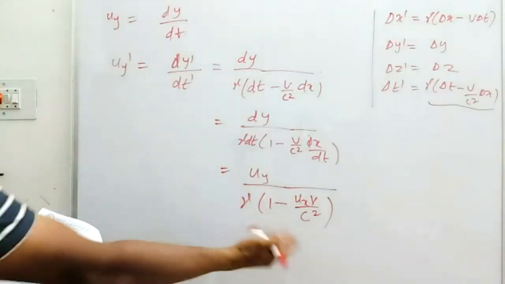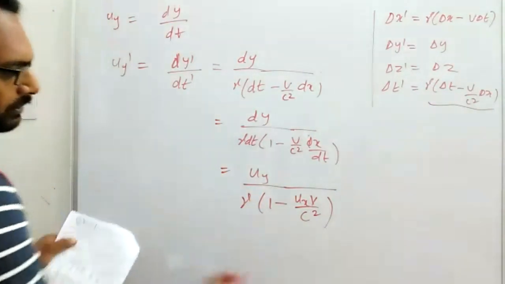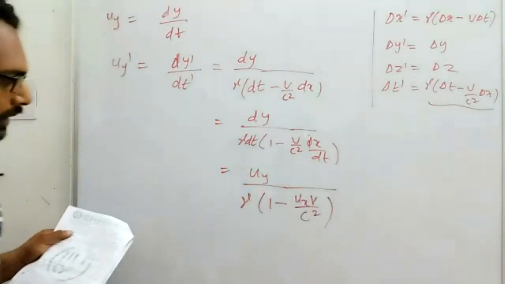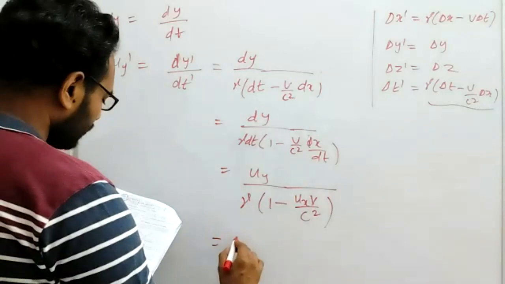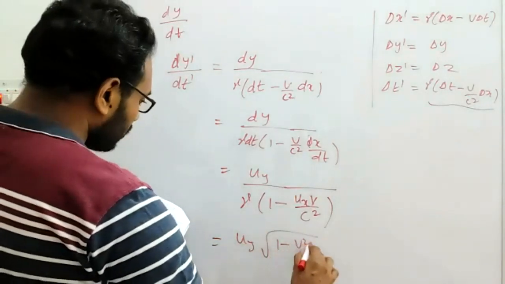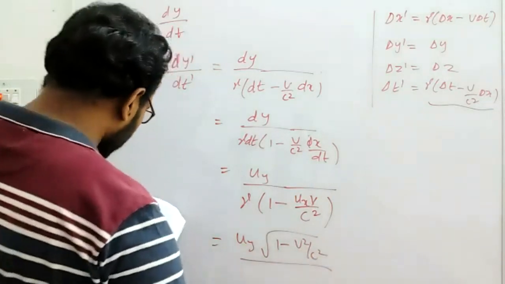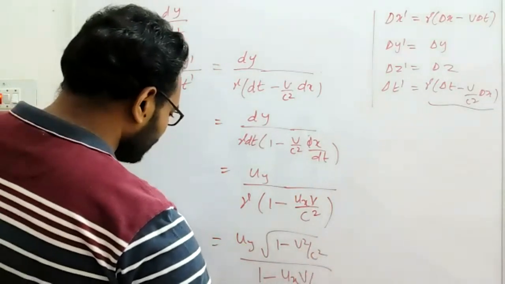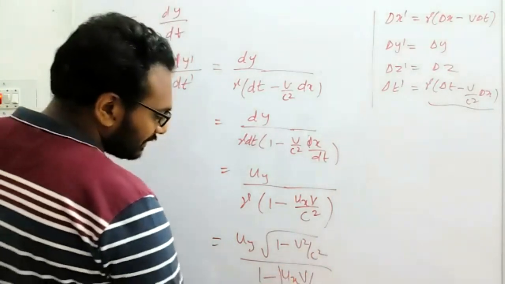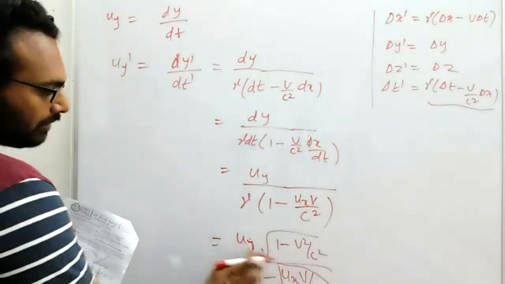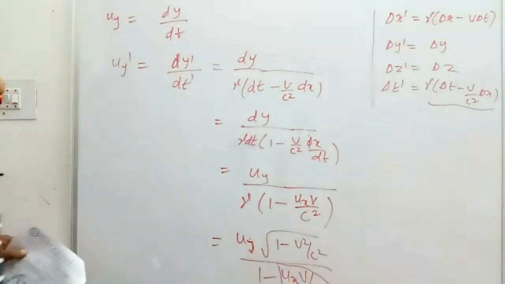We know that we can write it in a different form. If you remember it in terms of gamma, 1 by gamma is square root of 1 minus v square by c square. So you can also write this as uy multiplied by square root of 1 minus v square by c square, divided by 1 minus uxv by c square. Remember that this factor is still uxv by c square. So there are all sorts of velocities here: there's uy, you have got v, and you have got ux in this formula.